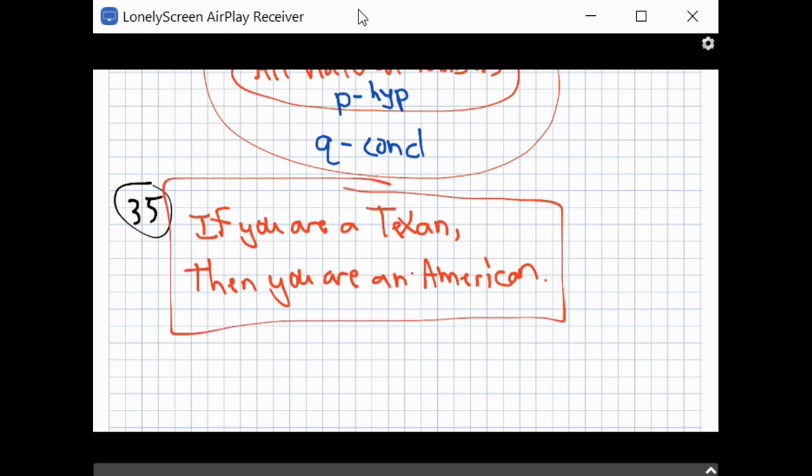There you go. You can take a Venn diagram. The middle point is your if. The outer point is your conclusion of that.